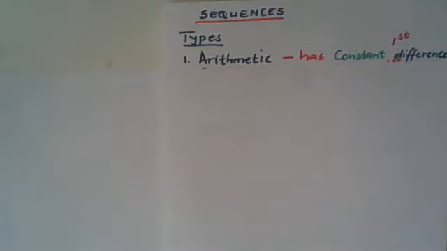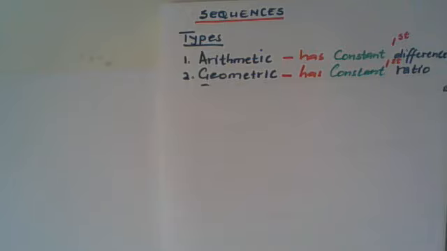Now, this sequence has a constant difference. That is, the first difference between two successive terms is constant. If you have that, you must know that it is an arithmetic or linear sequence. Now, the second sequence is geometric. A geometric sequence is a sequence where you have the first constant ratio.